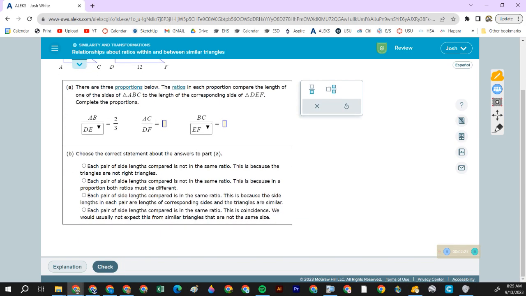Each pair of side lengths compared is not the same ratio. That's not true. Each pair of side lengths compared is not the same ratio. That's not true. Each pair of side lengths compared is the same ratio. This is because the side lengths in each pair are lengths of corresponding sides and the triangles are similar. Yes. The last one says each pair of side lengths compared is the same ratio. This is coincidence. We would usually not expect this from similar triangles that are not the same size. So we knew they were all going to be the same because the triangles are similar.